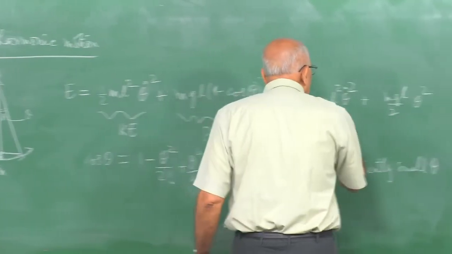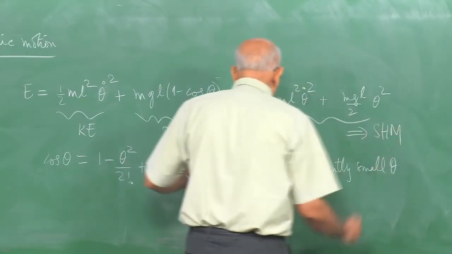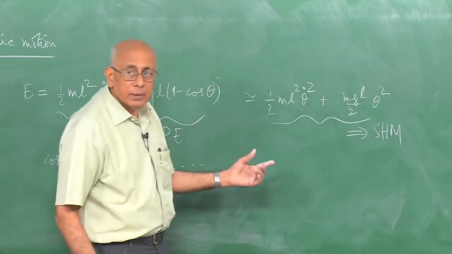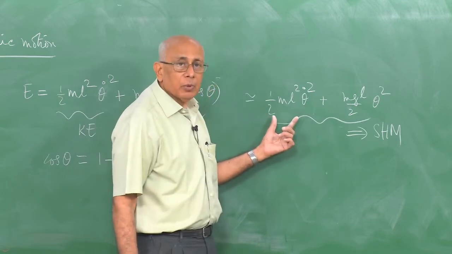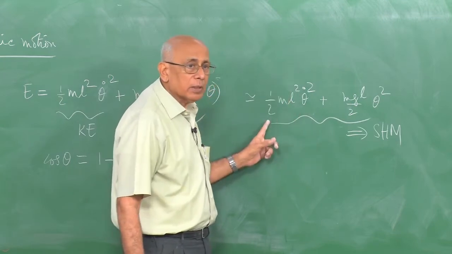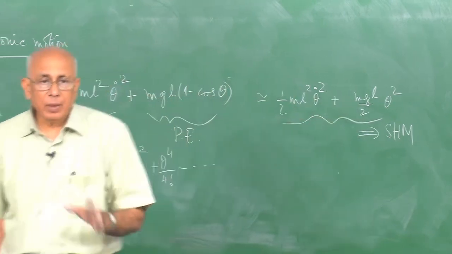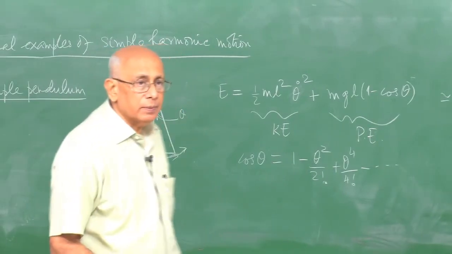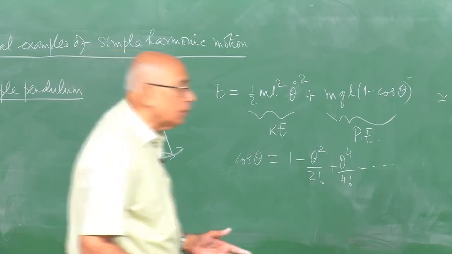This will immediately imply simple harmonic motion, because now you have a dynamical variable theta, the angular displacement, which has got a kinetic energy proportional to theta dot squared times the positive coefficient, a potential energy proportional to theta squared, positive coefficient. The ratio of these two will give you the angular frequency, and 2 pi over that angular frequency is the time period immediately.